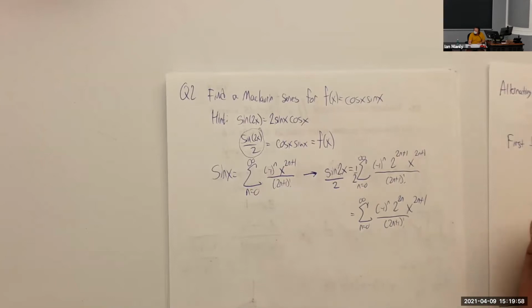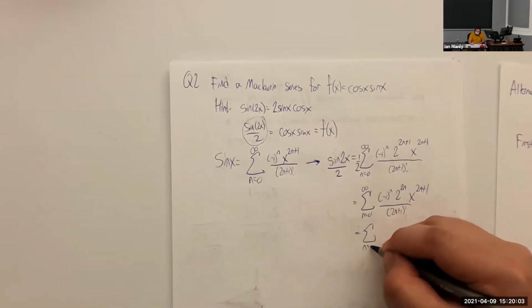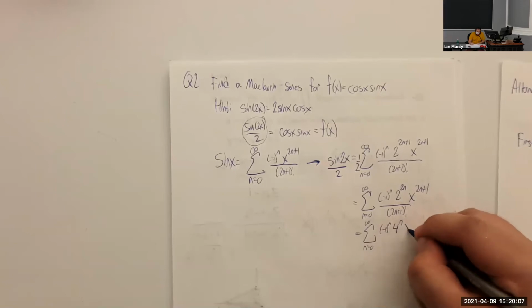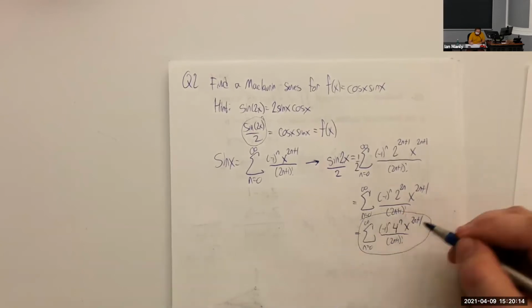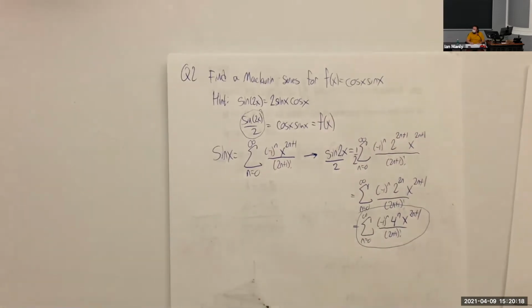And then 2 to the 2n, an even better way of writing that would be 4 to the n. And I think that's what shows up in the answer choice. So there we go. There is our series for cosine of x times sine of x right here, using the double angle formula.